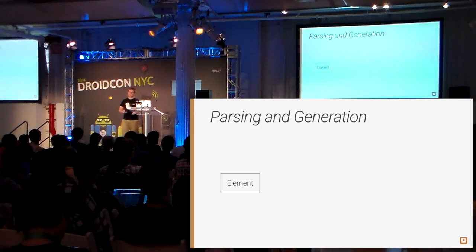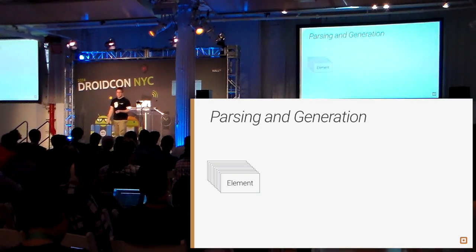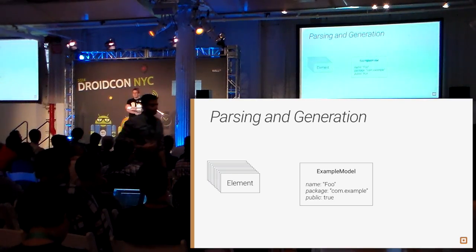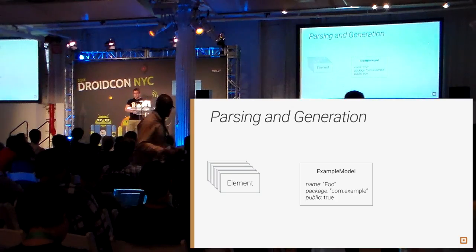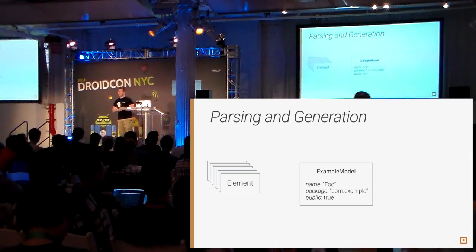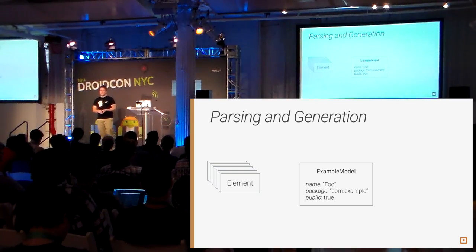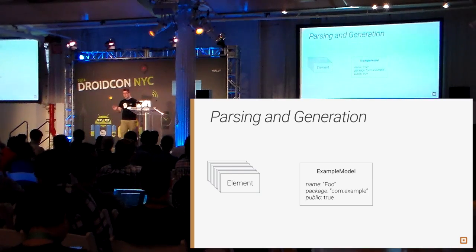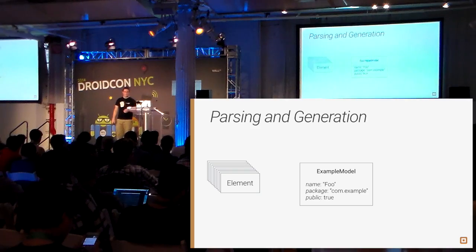So why would we want to do this? So we have our element. Maybe we actually have 10 elements. The reason we want to parse this into a model is that we can pull out properties that are not directly accessible, but that we need to access. So you'll see the package here. I've included the package and I've included the visibility of the class. So in this case it's public and it's in com.example.